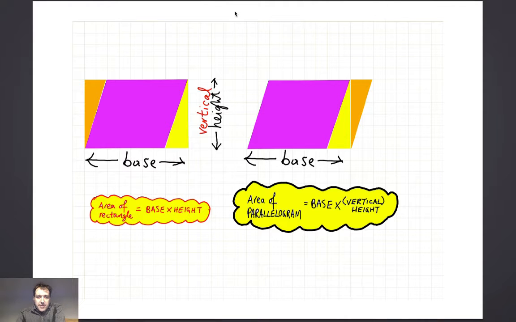So you remember that in class we talked about parallelograms and how you could take the bits off a rectangle and rearrange it into a parallelogram. So that meant that they had the same areas. The area of a rectangle is the base times the vertical height. So the area of a parallelogram is also the base times the vertical height. And the very important thing is that it's the vertical height, straight up.